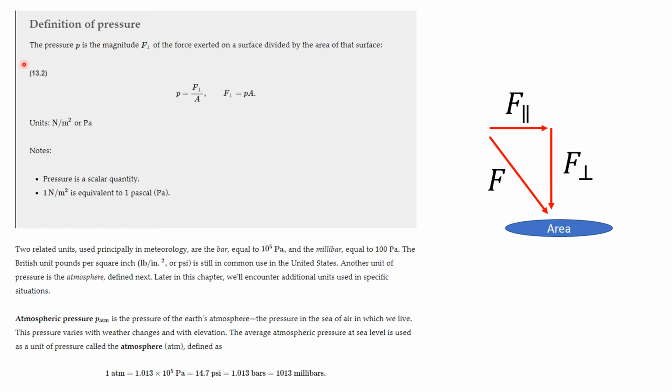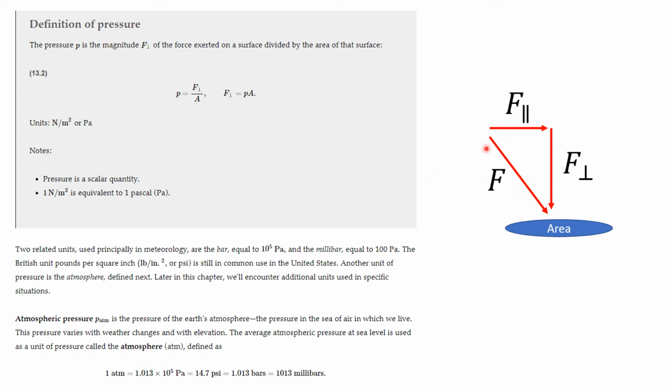We now turn our attention to pressure. The pressure is the magnitude F perpendicular of the force exerted on a surface divided by the area of that surface. So pressure is equal to force perpendicular divided by A, and that means that force perpendicular is pressure times A.